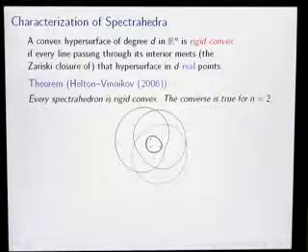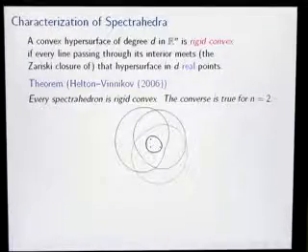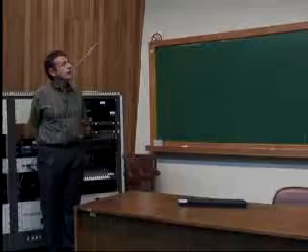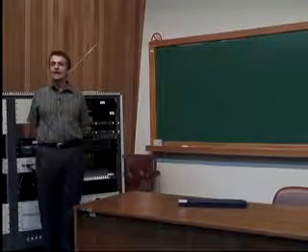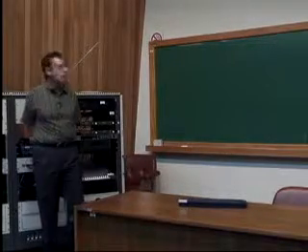Now this is the hard part. The converse is true for n equals 2. If you have a curve in the plane that's rigid convex, then it is actually a spectrahedron. You can build a linear matrix inequality.